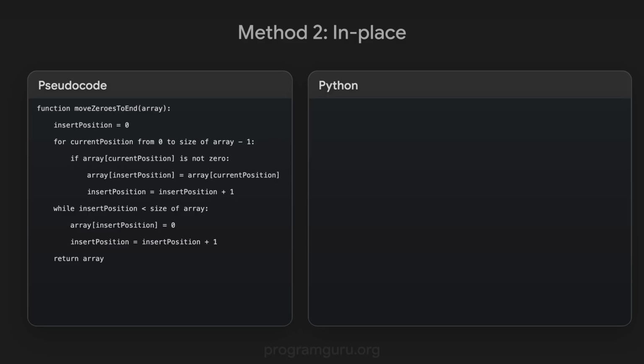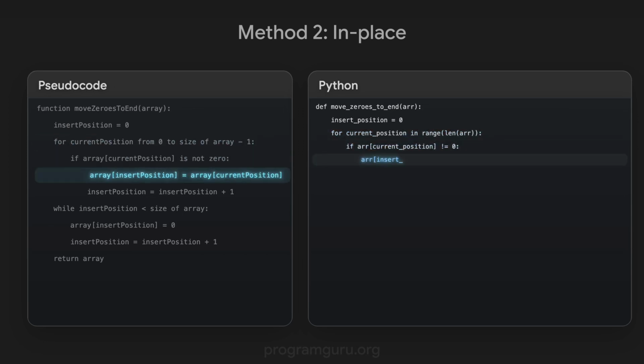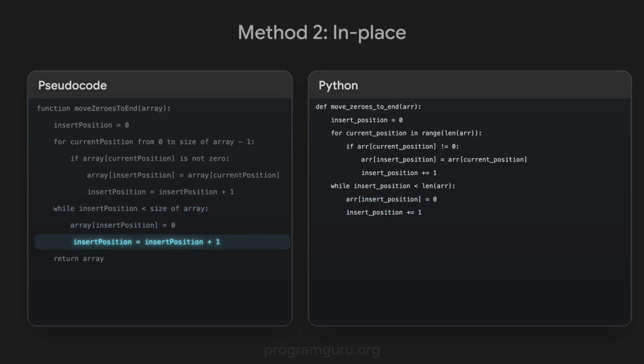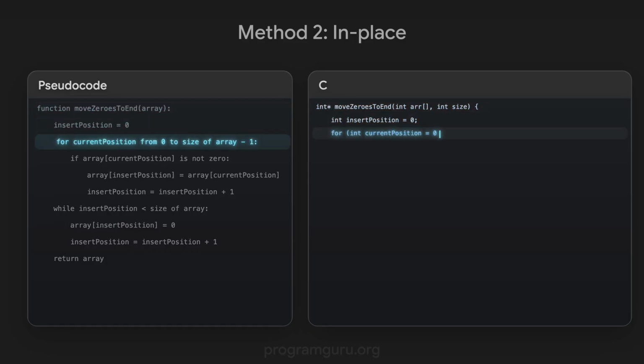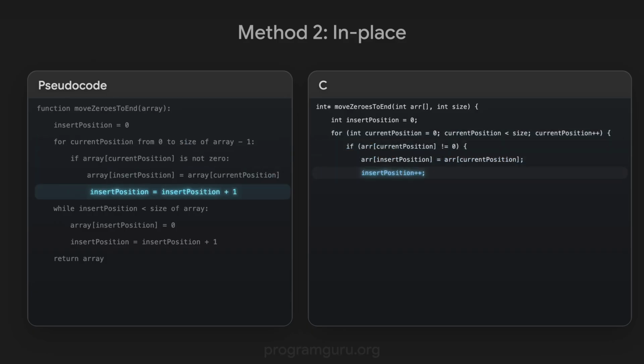Now we shall write the same logic in different programming languages. The Python code follows the same idea. Use insertPosition. Move non-zero elements to the front. Then fill the remaining positions with zeros. Next, we are writing the code in C. The logic is still the same. We use the same array. We update the values directly inside the array.